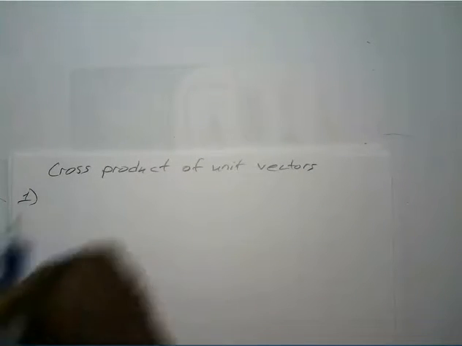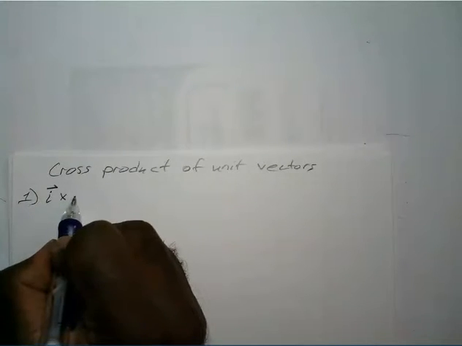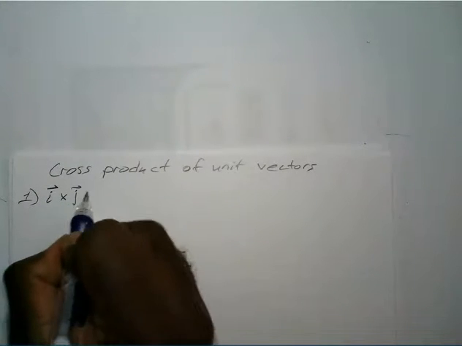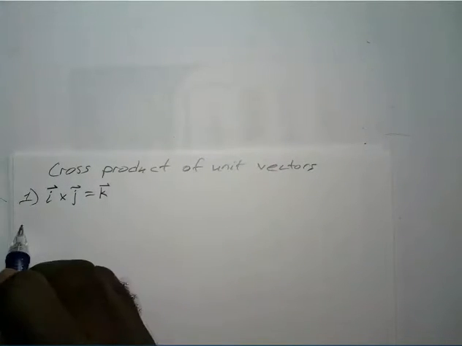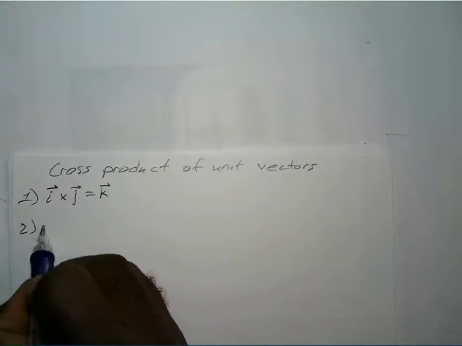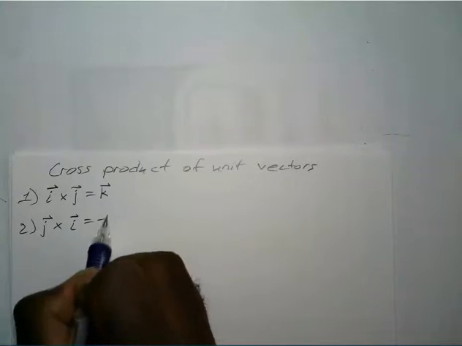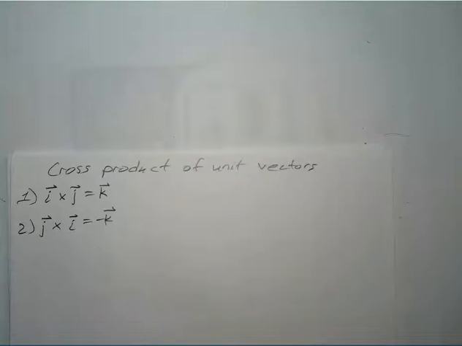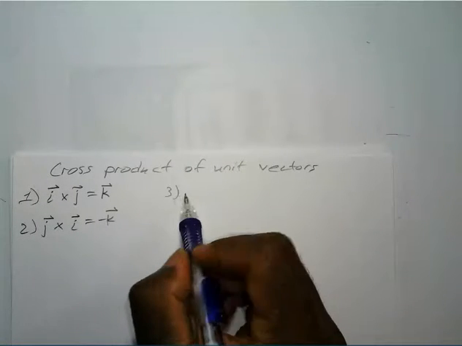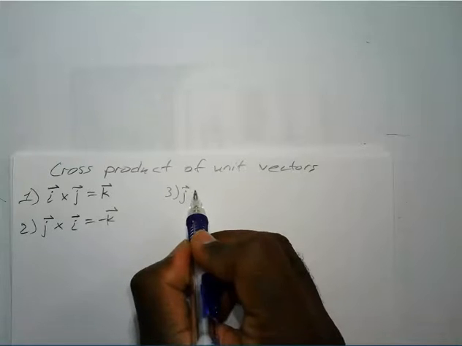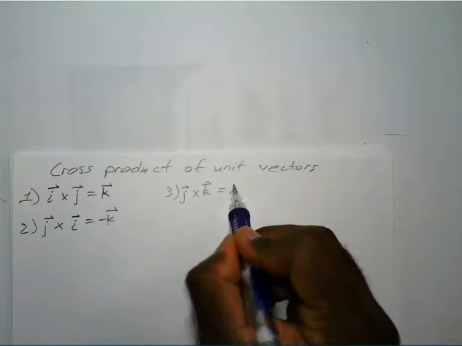Okay. So first, we have the I unit vector and the cross product of the j unit vector is going to give us the k unit vector. And if we have the j vector and the cross product of the I unit vector, that's going to give us the negative k unit vector. Same thing if we have the j unit vector and the cross product of the k unit vector, that's going to give us the I unit vector.